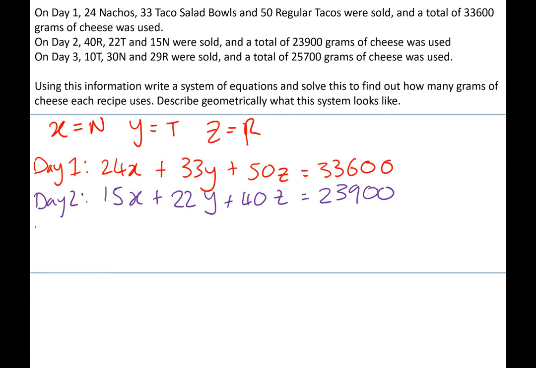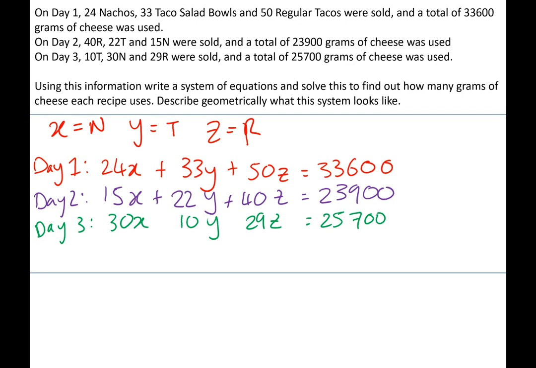And then finally for day 3, again I want X, Y, and Z in that order. My nachos are 30, my taco salad bowls is 10, and my regular tacos is 29, and a total of 25,700 grams of cheese.